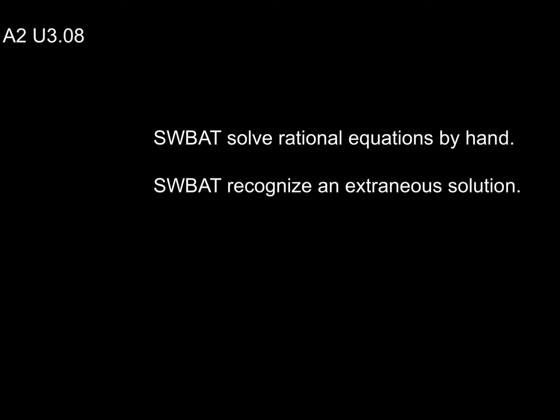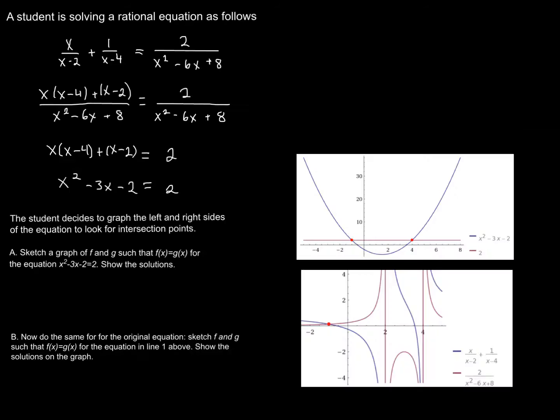Here we go with 3.08. So we're going to solve rational equations by hand now, and we also want to make sure we recognize what's called an extraneous solution, and we'll talk a little bit about exactly what that means. We want to go back to the work we did today in looking at the solving of a rational equation.